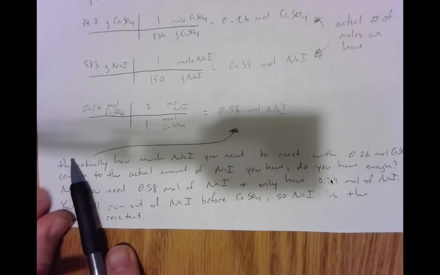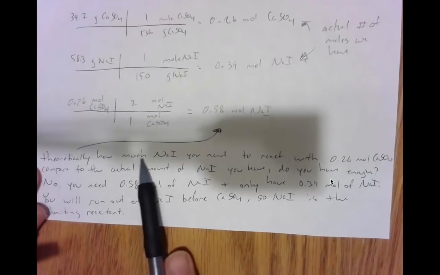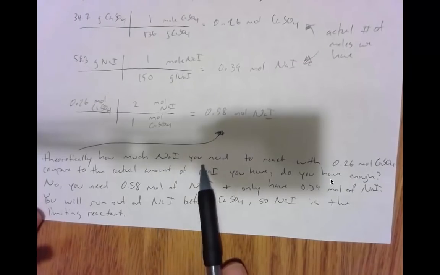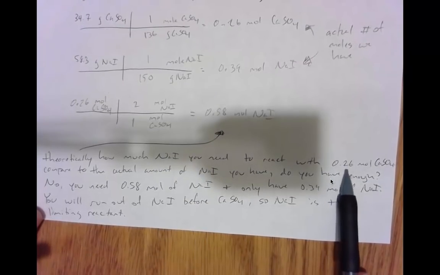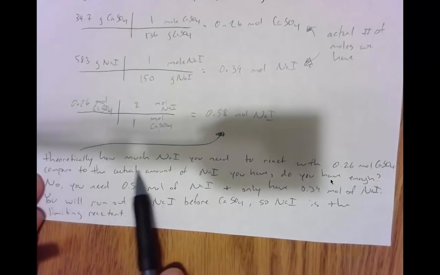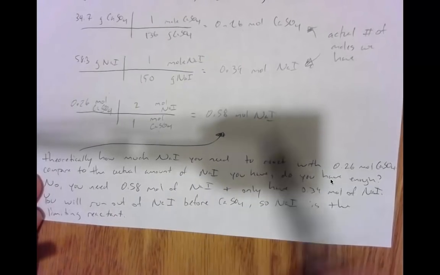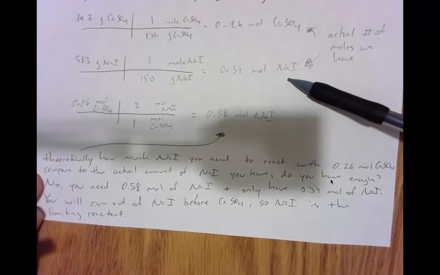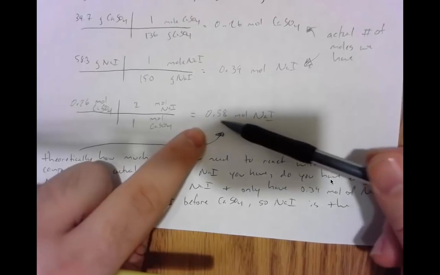So right here, this number, 0.58, is theoretically how much NaI, sodium iodide, we need to react with 0.26 moles of calcium sulfate. So what we need to do is then compare to the actual amount of sodium iodide. The actual amount was what we calculated earlier in part B. So we actually have 0.39 moles of sodium iodide, but we need to have 0.58 moles.